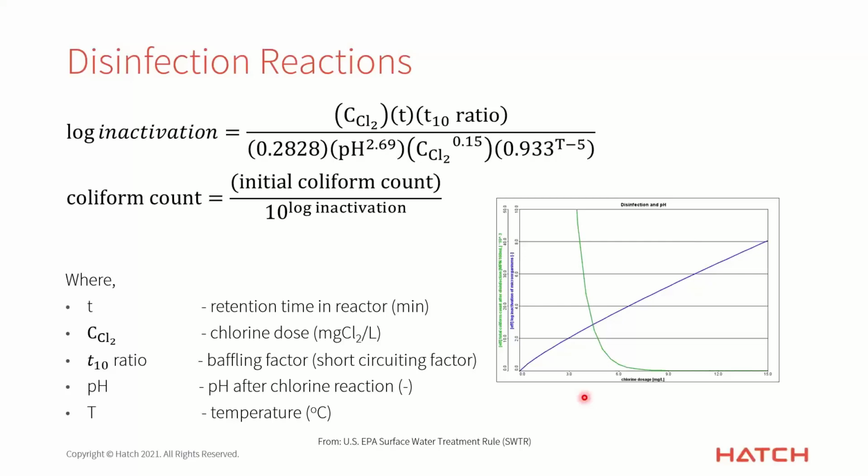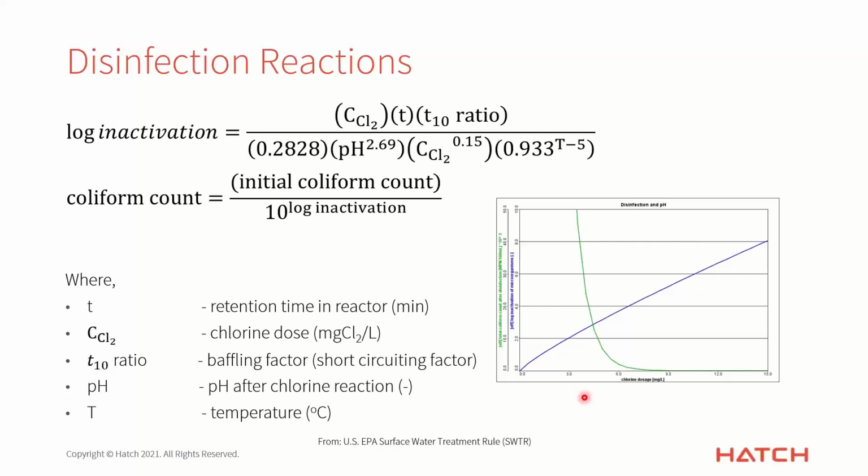So there are two disinfection reactions. There's the log inactivation of microorganisms and the coliform count that are both calculated in GPS-X. The log inactivation term is a mechanistic correlation that does consider kinetics. It uses that T10 detention time I mentioned before. And the coliform count is then simply calculated from that log inactivation term.